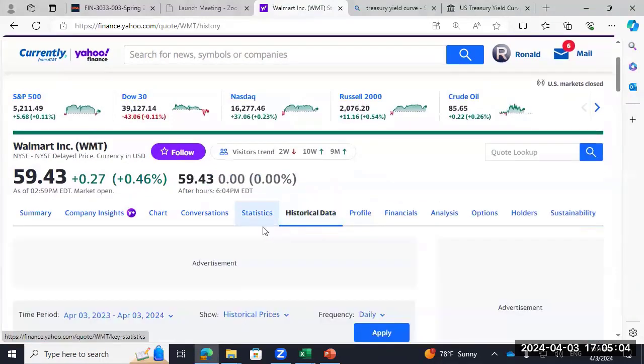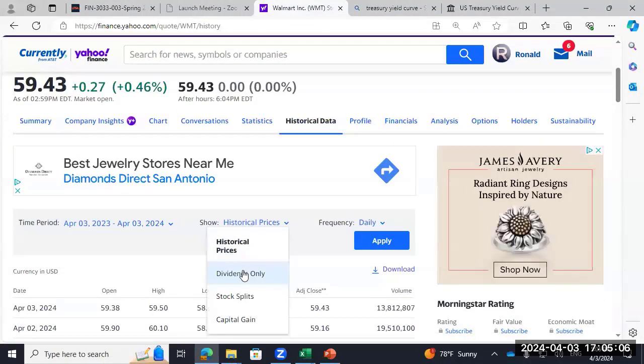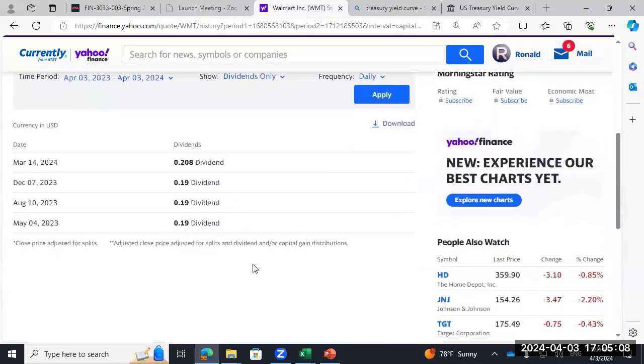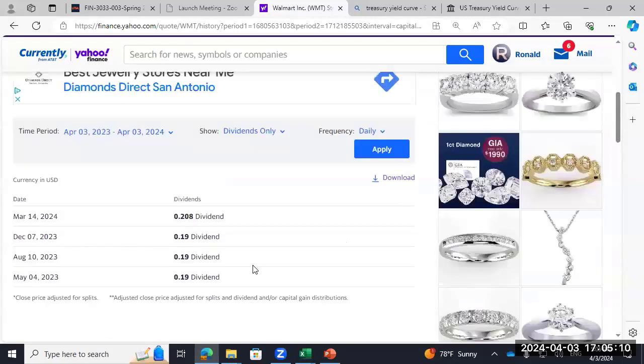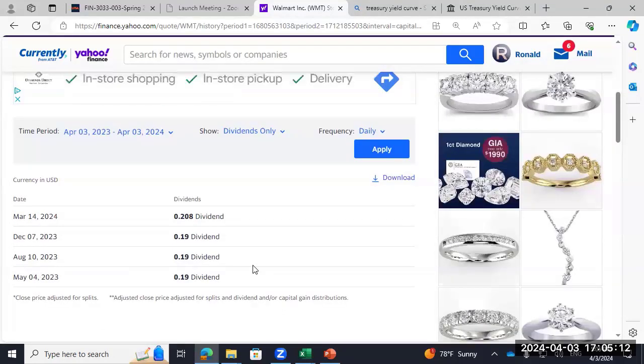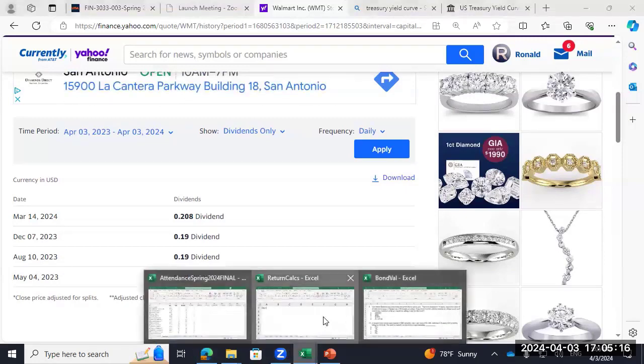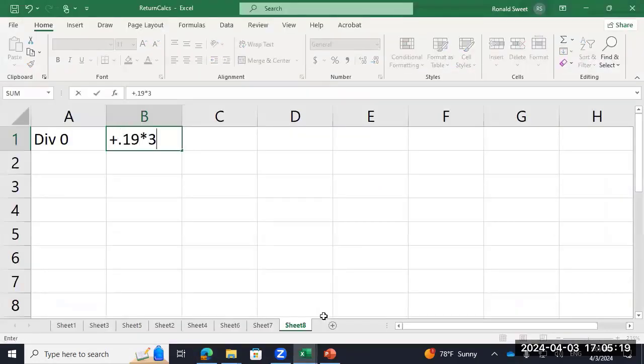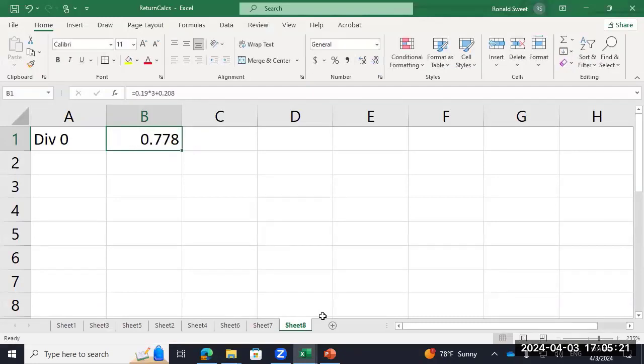So Walmart has a dividend. What is dividend 0? Well, dividend 0 is the dividend they paid the last 12 months. And what is that? 19 cents plus 20.8. So there's their dividend. I don't know how they pay a 0.8 cent dividend, but somehow they do. If you have 4 shares of stock, how are you going to get your dividend when it's 77.8 cents? That's what it is.